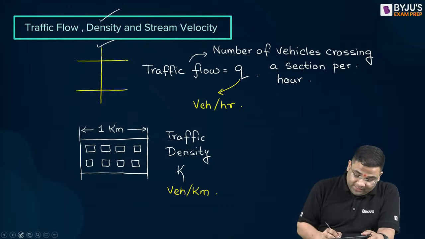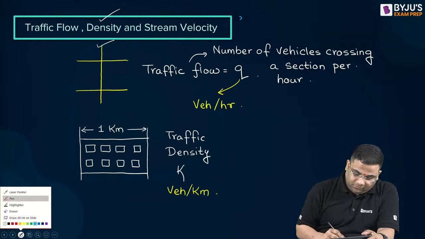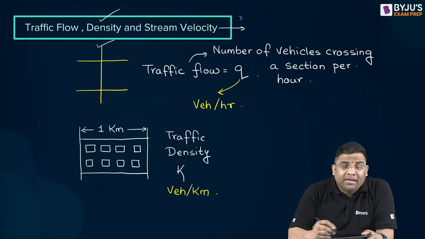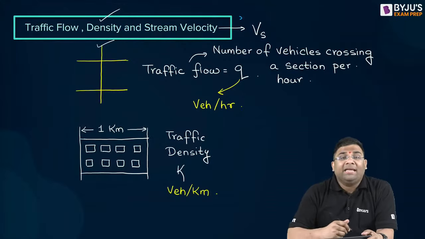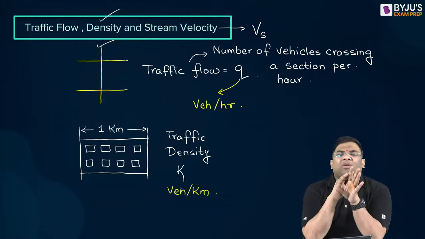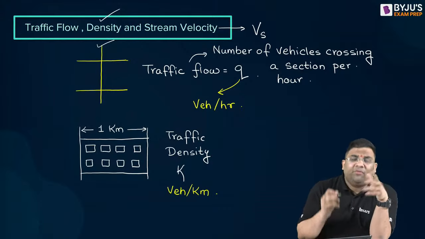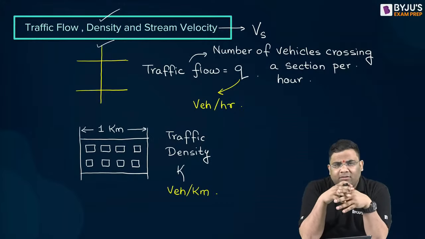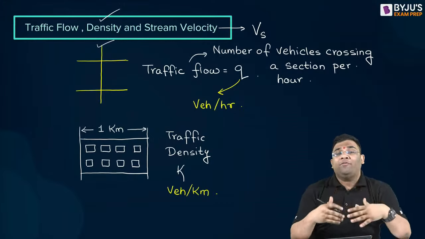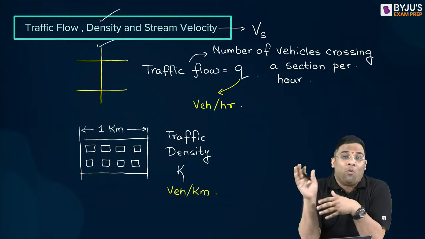Now you have something known as the stream velocity. This stream velocity, I'll give the name VS. What is this stream velocity? You see, all these vehicles will have different speeds, right? Now, all of them are moving. So I can consider them as a flow, right?